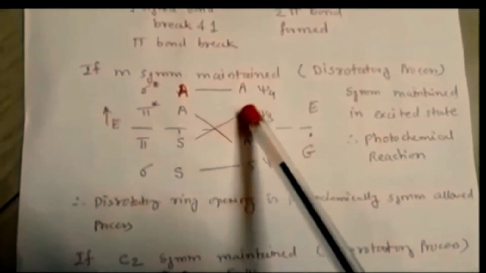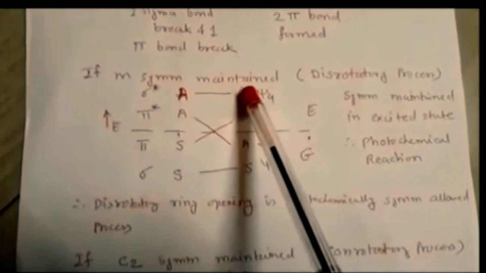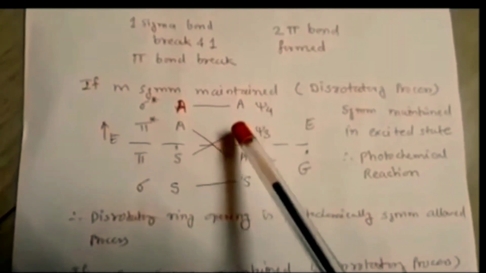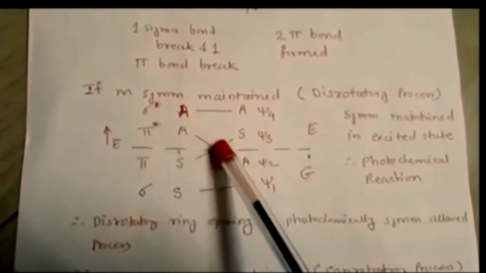So this is symmetric, then this is asymmetric, symmetric, and this is asymmetric. That means symmetry is maintained in the first excited state. That's why this process is a photochemical process. Remember this point. Here symmetry is matched in the first excited state.